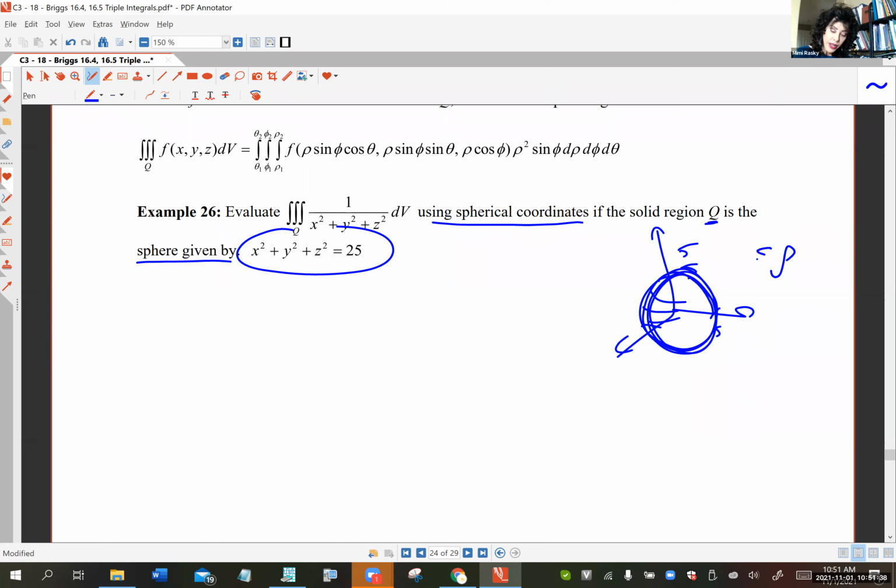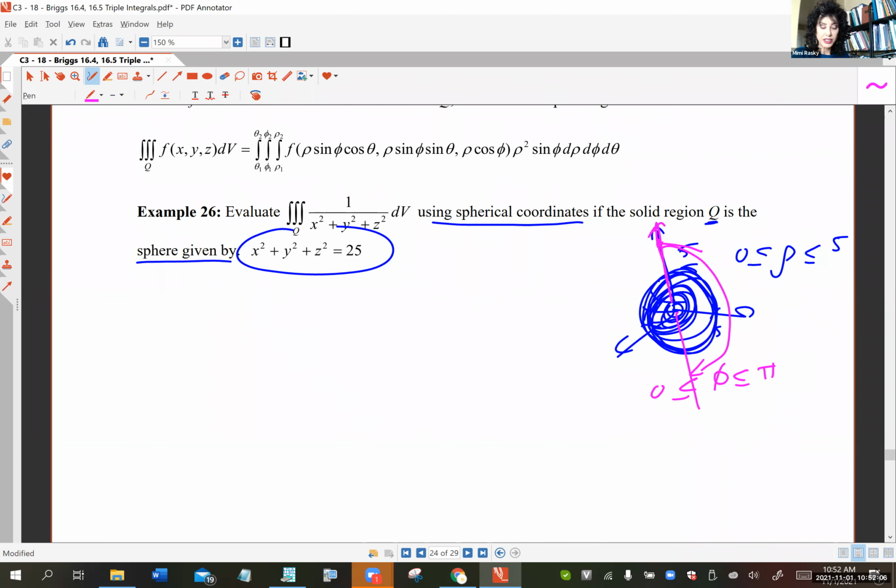So rho is going to bloom out from the origin all the way out to 5. As we discussed, phi is going to go the full range. Remember, 0 starts at the positive z-axis, and it's going to go the full range. So there's your phi. It's going to go between 0 and pi.